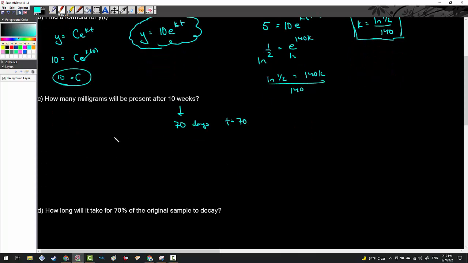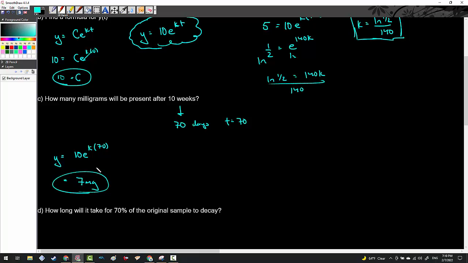So how many milligrams will be present? I'm going to say y is equal to 10e to the k times 70. And after those calculations are done, that's going to end up being approximately 7 milligrams present. And yes, I did do that one in a calculator, and I rounded.